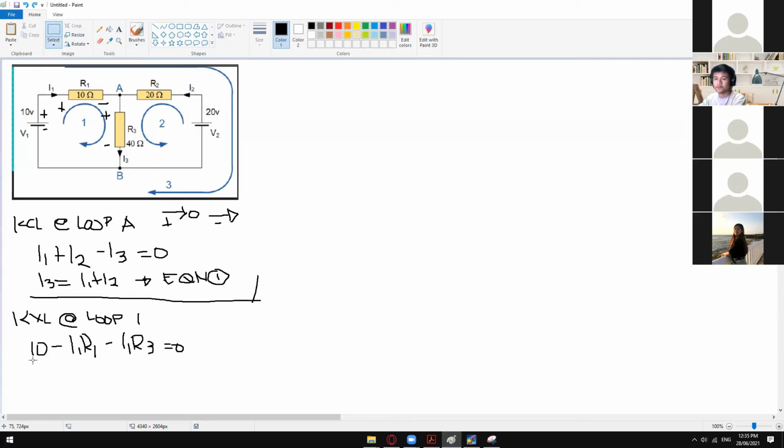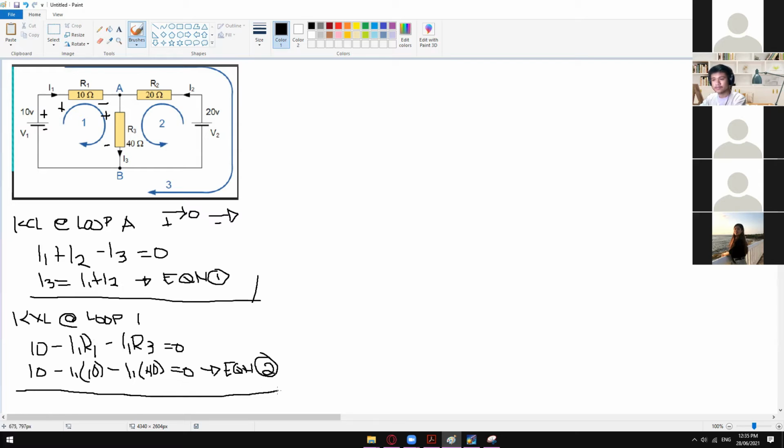And then in here you can now substitute the given values. We don't know the value of I1, so just leave it as I1, and then R1 is 10 minus I1, and then R3 is 40, then equal to 0. So this is now your final equation number 2, since we cannot do any simplifications with this one anymore. I hope you guys were able to get this one now. Just give me a thumbs up if you were able to get the equation on loop number 1.